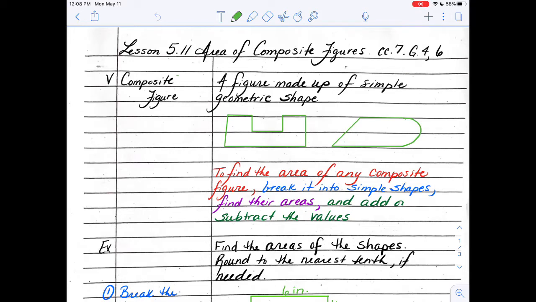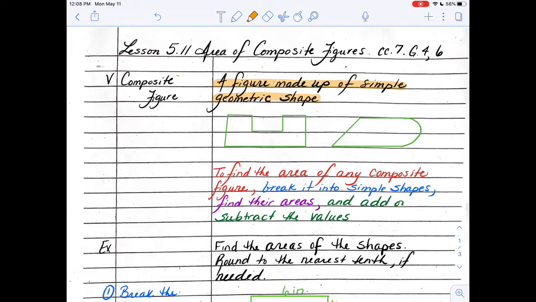Well, today we're going to be looking at our area, but this time of composite figures. And a composite figure is actually just a figure that might look odd, but it's just made up of simple geometric shapes. And that really is our definition. It's a figure made of simple geometric shapes.